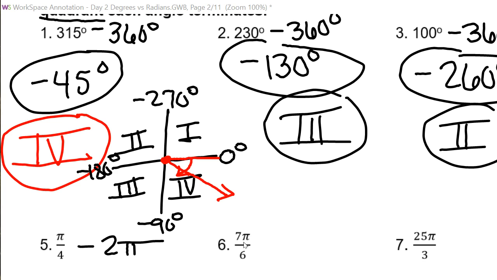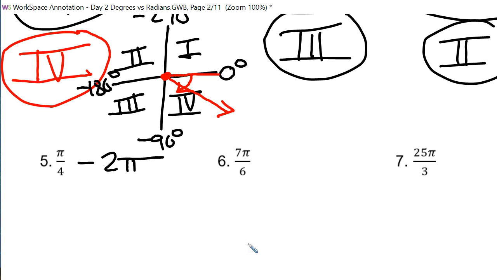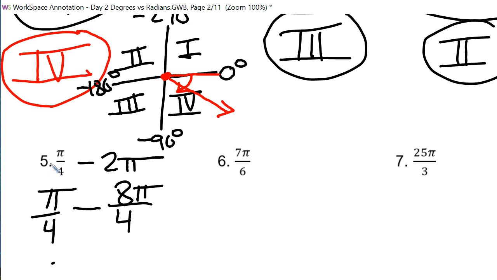In order to do that, we'll have to have common denominators. The common denominator would be 4, so this would be pi over 4. And what would this have to be in the top? 8 pi over 4. And what's 1 pi over 4 minus 8 pi over 4? Negative 7 pi over 4. Now we'll have to determine in which quadrant that one would terminate.